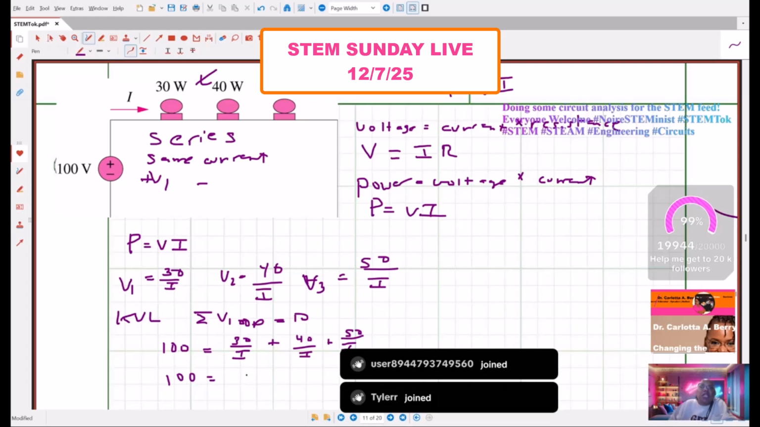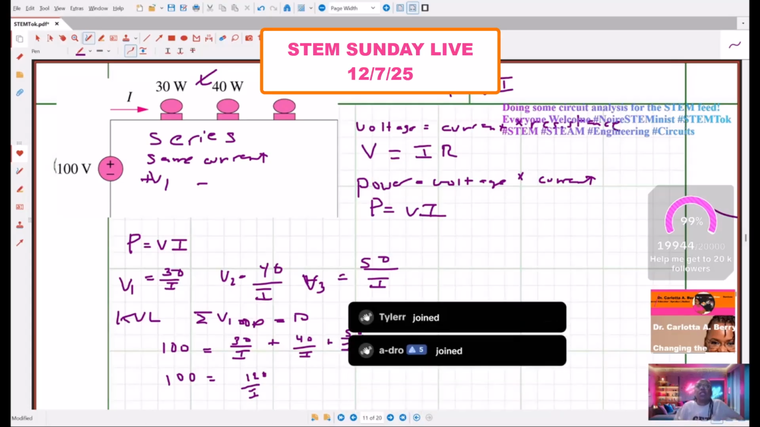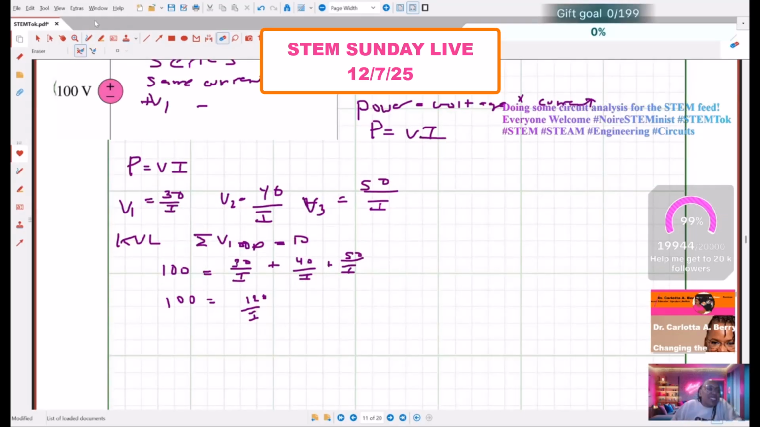30 plus 40 plus 50 is 120 over I. So that means that if I solve that for I, I equals 120 divided by 100. I got to figure out how to get this stuff off of here. This is kind of in the way. I equals 120 divided by 100. So I is equal to 1.2 amps.